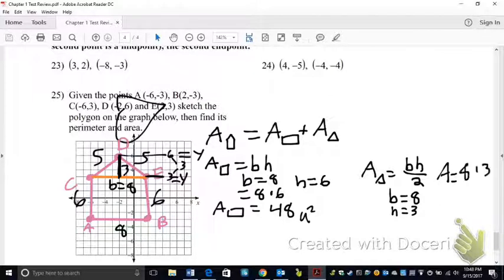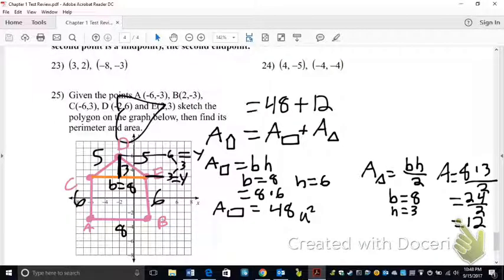The area of the triangle then is 1/2 of 8 times 3, or 8 times 3 over 2. It's 24 over 2, or 12. So the area of the pretty little pink house is going to be 48 plus 12 equals 60. Okay?